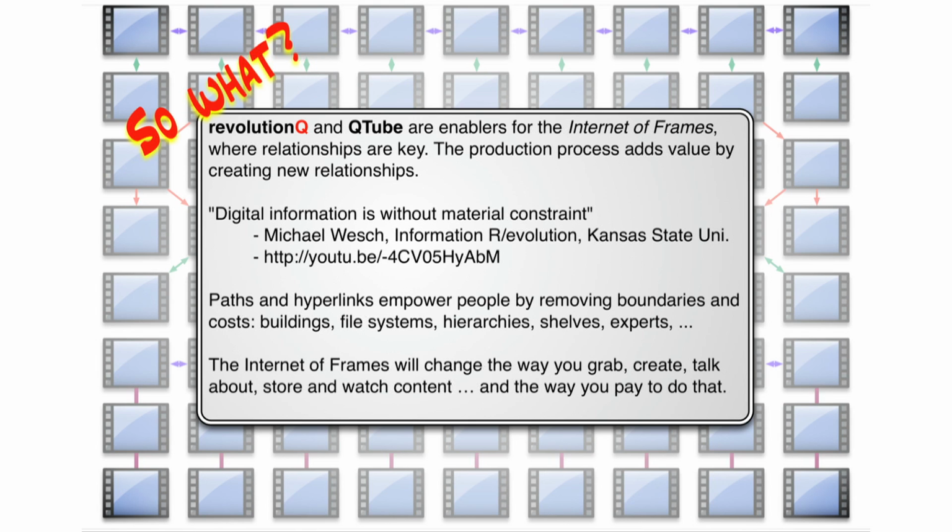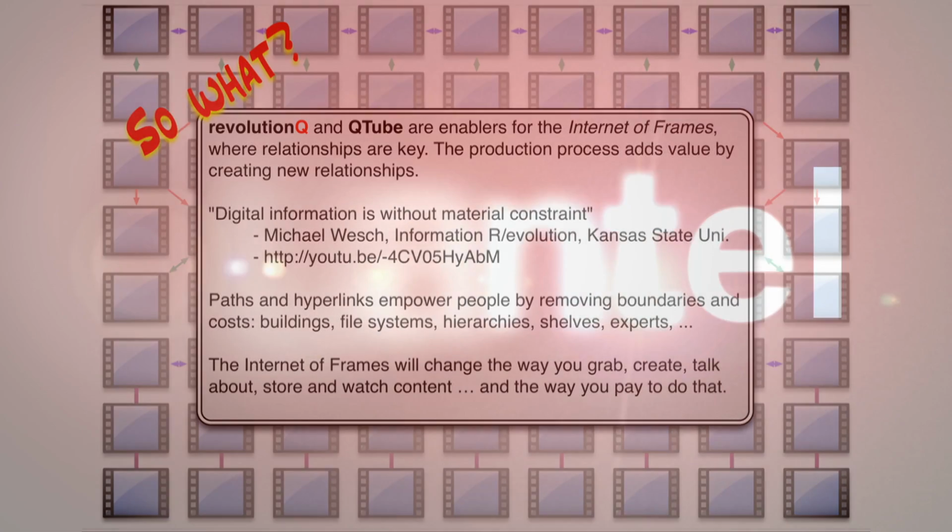Paths and hyperlinks, the Internet of Frames, empower people by removing the boundaries and costs of buildings, file systems, hierarchies, shelves, and experts. The Internet of Frames will change the way that you grab, create, talk about, store, and watch content, and the way that you pay to do that, moving from capital expenditure to operational expenditure, service-provided cost models.